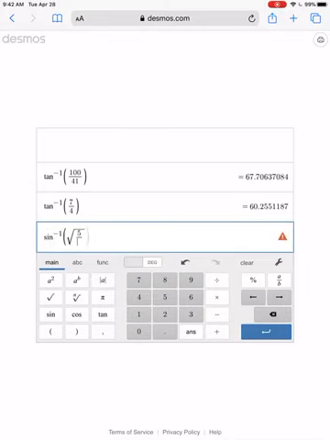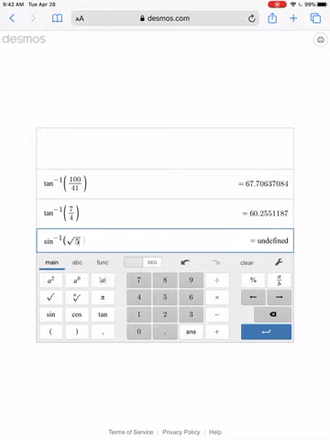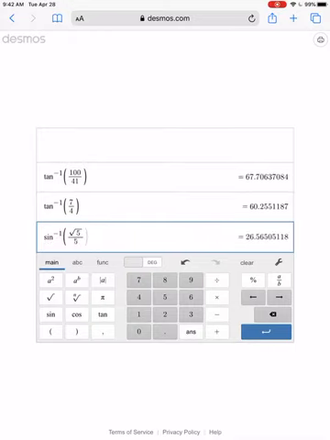See how that just happened? I did not want that divide to go in the radical, so I have to hit the over arrow. Now let's see if it'll work. There we go.